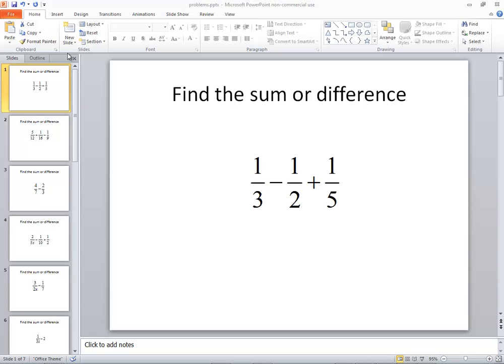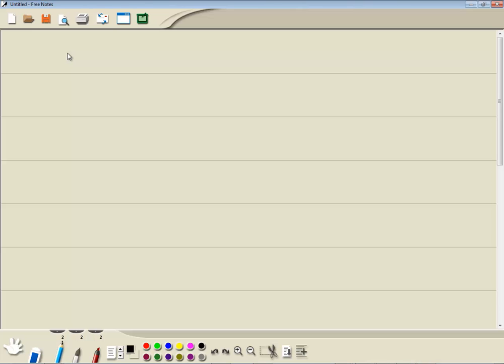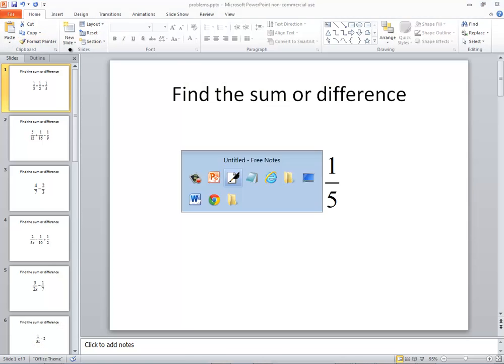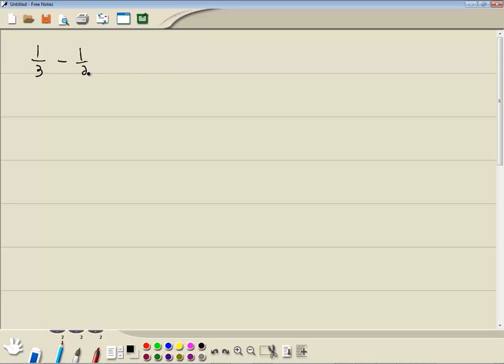Let's take a look at this problem. We got 1/3 minus 1/2 plus 1/5. Now our first step is to get a common denominator. And so we need to find an LCM.